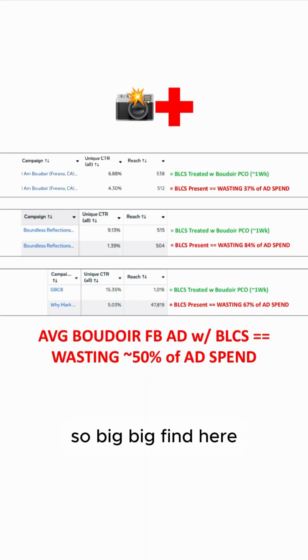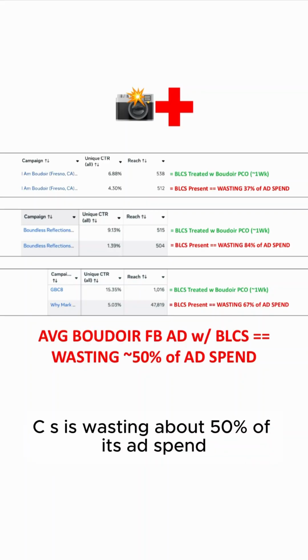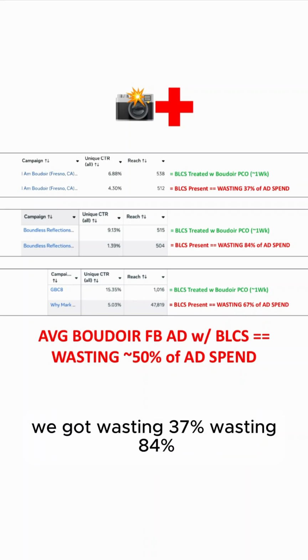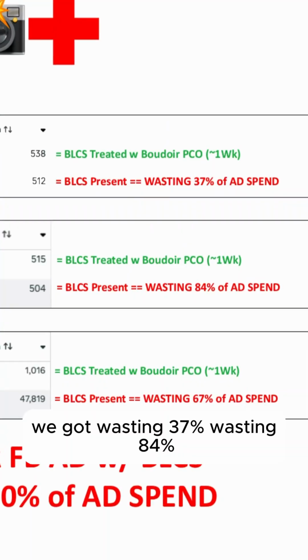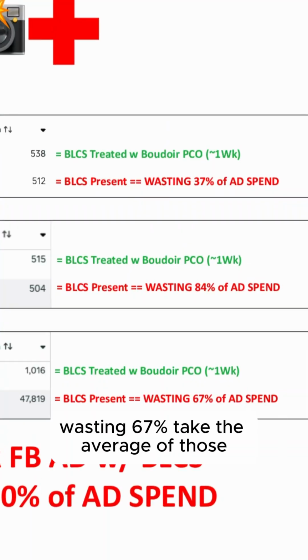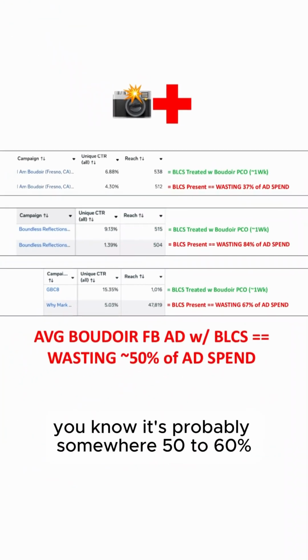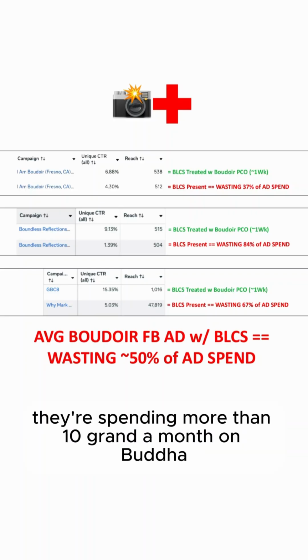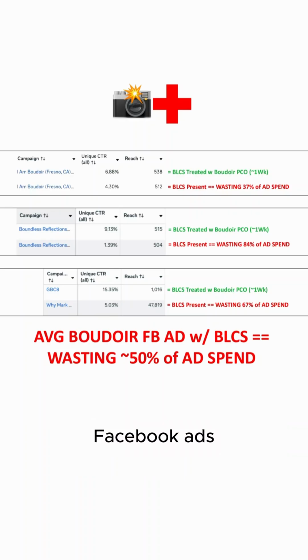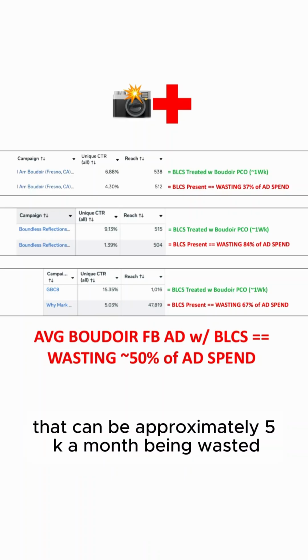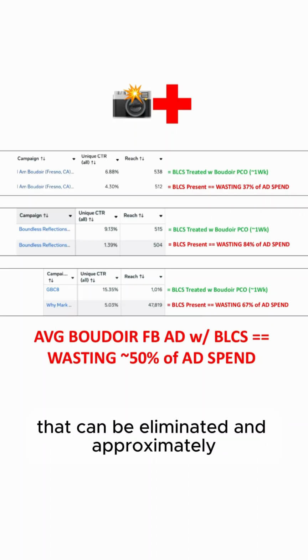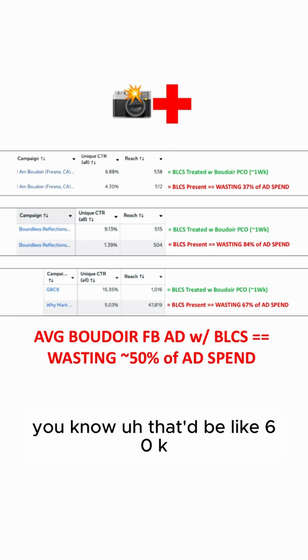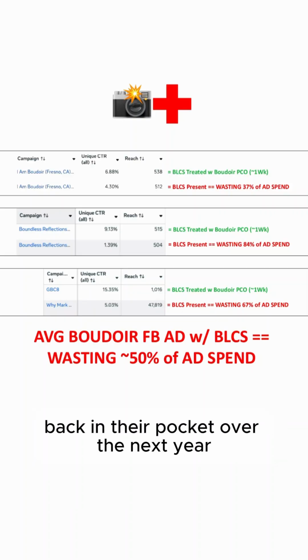So big find here. The average Boudoir Facebook ad with BLCS is wasting about 50% of its ad spend. So I mean, look at the numbers here. We got wasting 37%, wasting 84%, wasting 67%. Take the average of those, it's probably somewhere 50 to 60%. So they're spending more than 10 grand a month on Boudoir Facebook ads. Literally 5K every single month being wasted. That can be eliminated. And approximately that'd be like 60K back in their pocket over the next year.